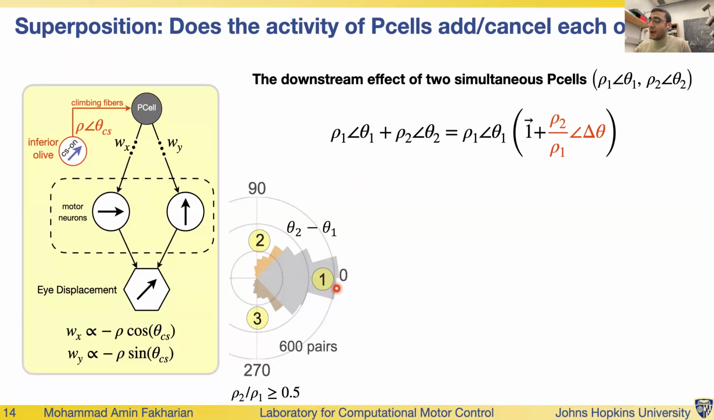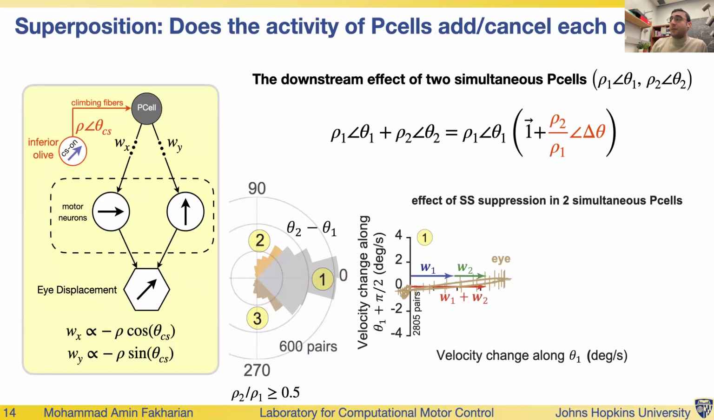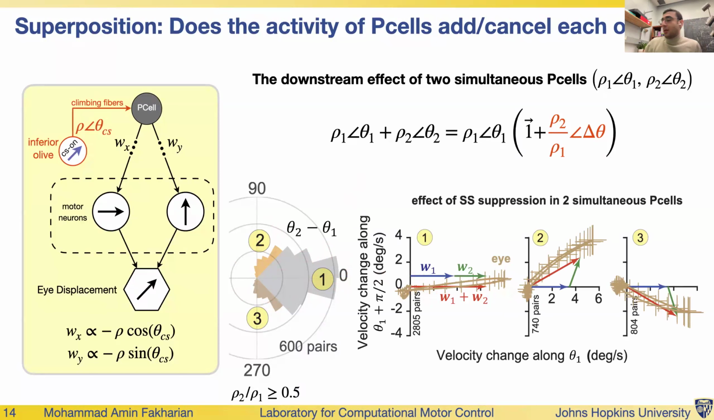And as you can see, most of our cells have similar complex spike tuning, similar potent space tuning, but we have cells that have perpendicular tunings as well. So let's look at the perturbation. If two cells have the same preferred direction, their perturbation downstream adds with each other. And if it's perpendicular, you can see that the eye is pushed toward the second Purkinje cell perturbation.